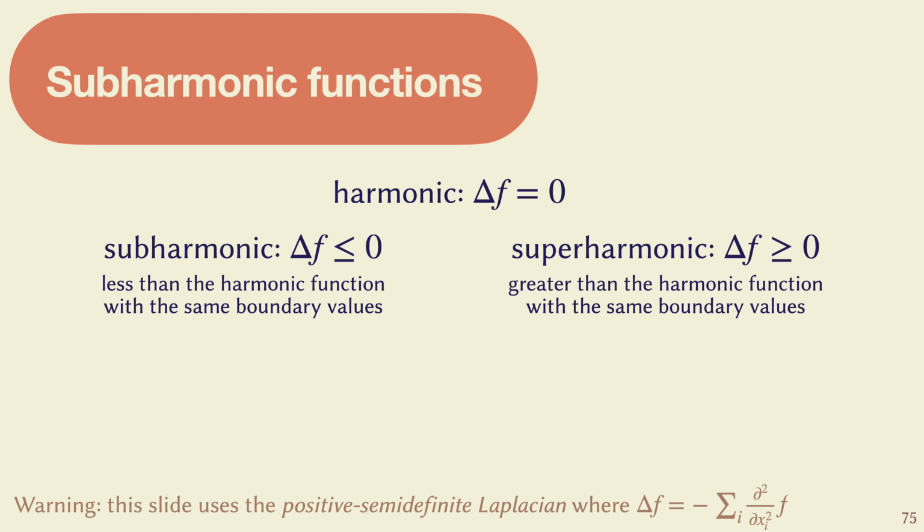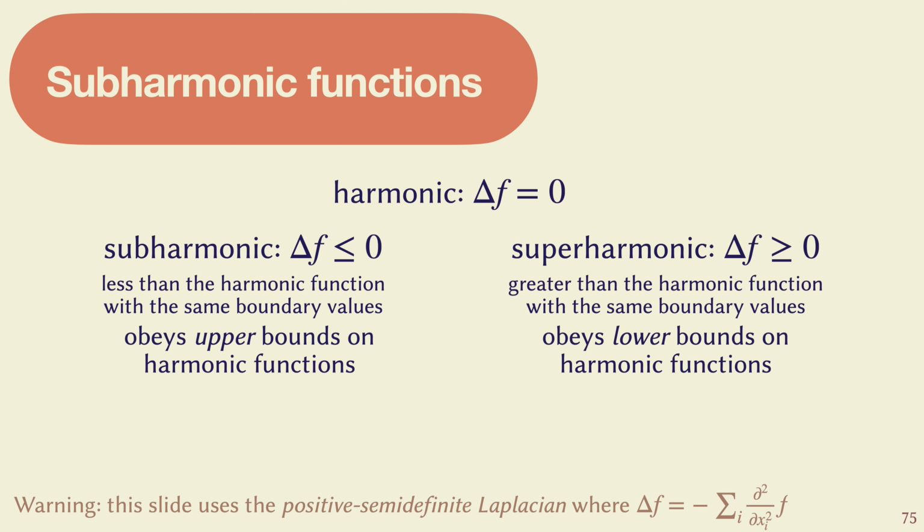And so, if we have upper bounds on harmonic functions, we can also apply them to subharmonic functions, since the value of a subharmonic function is upper bounded by the value of a harmonic function, which is at most the value of our given upper bound. And conversely, a superharmonic function obeys lower bounds on harmonic functions. So it's natural to ask whether we can apply Harnack tracing to functions like these.